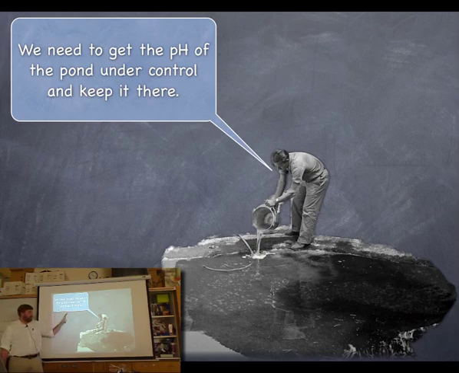So we've started to identify some of the issues with the pond. We need to start to think about how we can control that pH. How can we take control and keep it where we want it? How can we deal with neutralizing the stuff that's there and establishing some sort of buffer in order to maintain the pH where we want it? And that's what we'll talk about tomorrow.